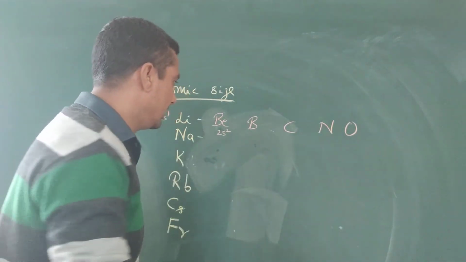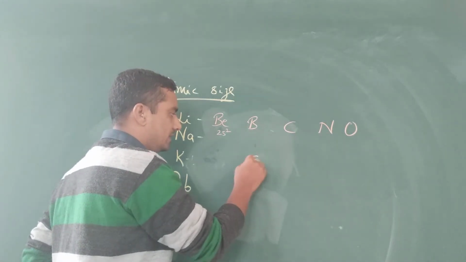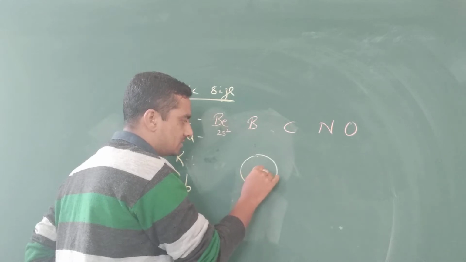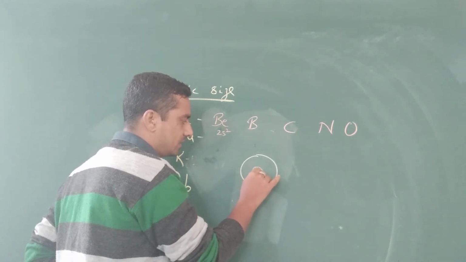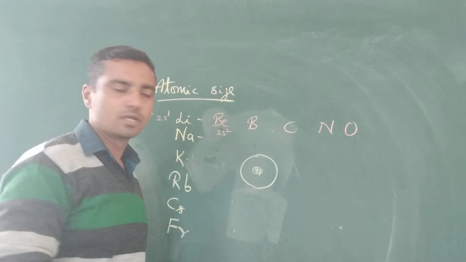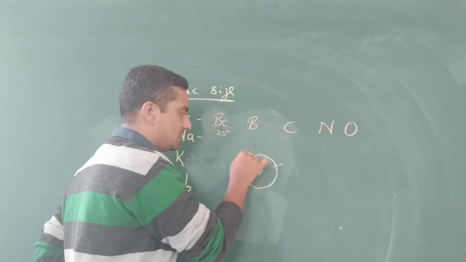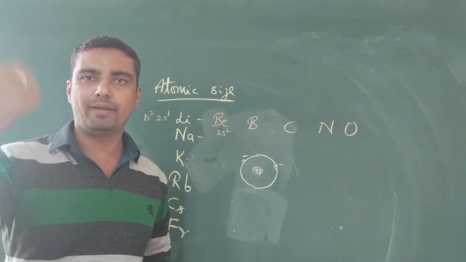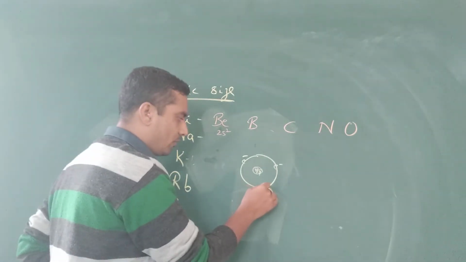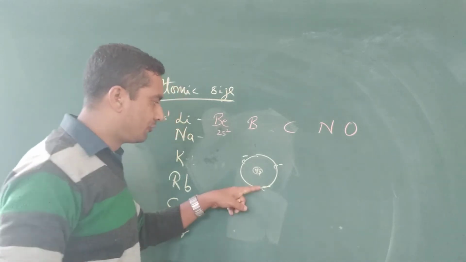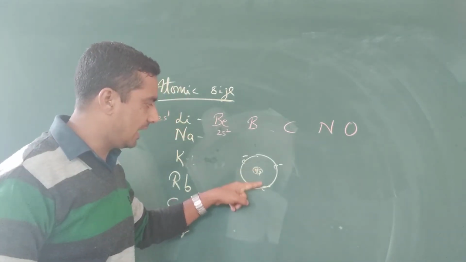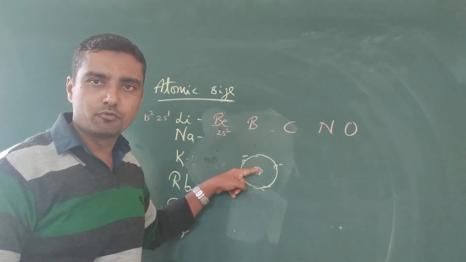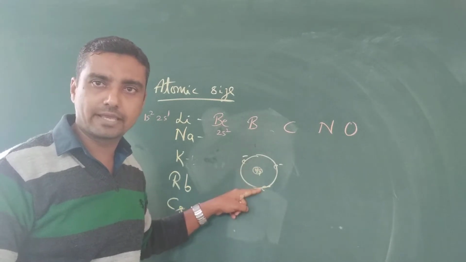I will write down one example. Just assume the nucleus contains protons, and electrons are present here. If we add one more electron to the orbit, the force of attraction between the nucleus and the electron again increases.